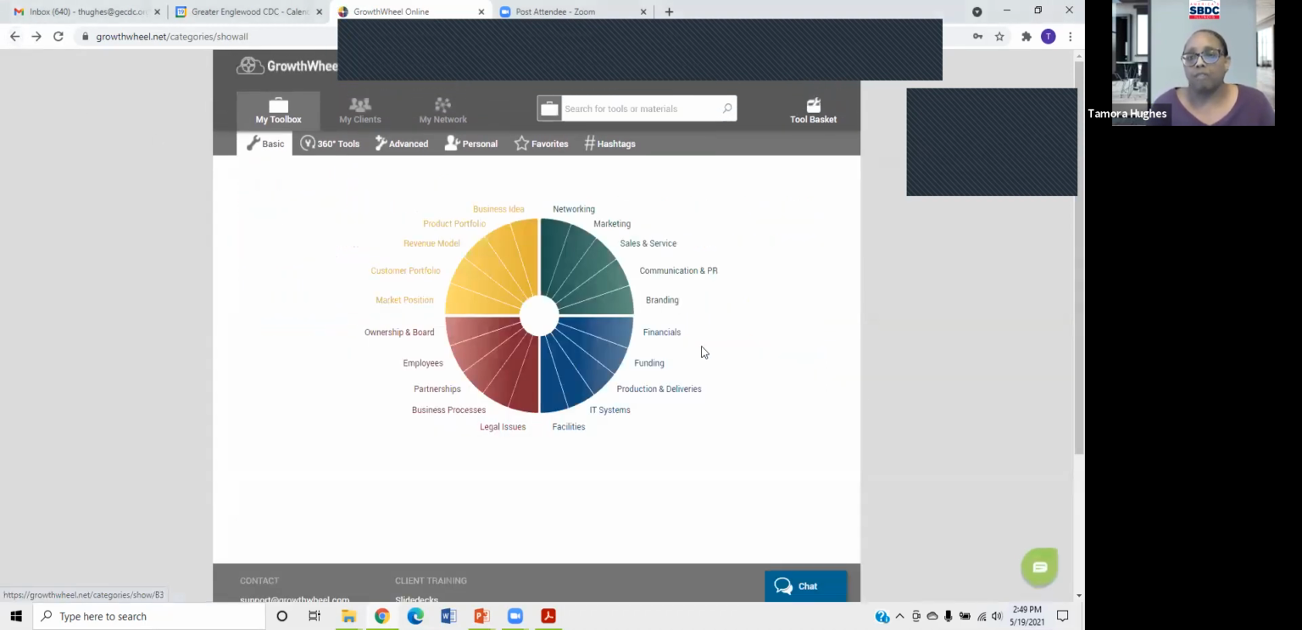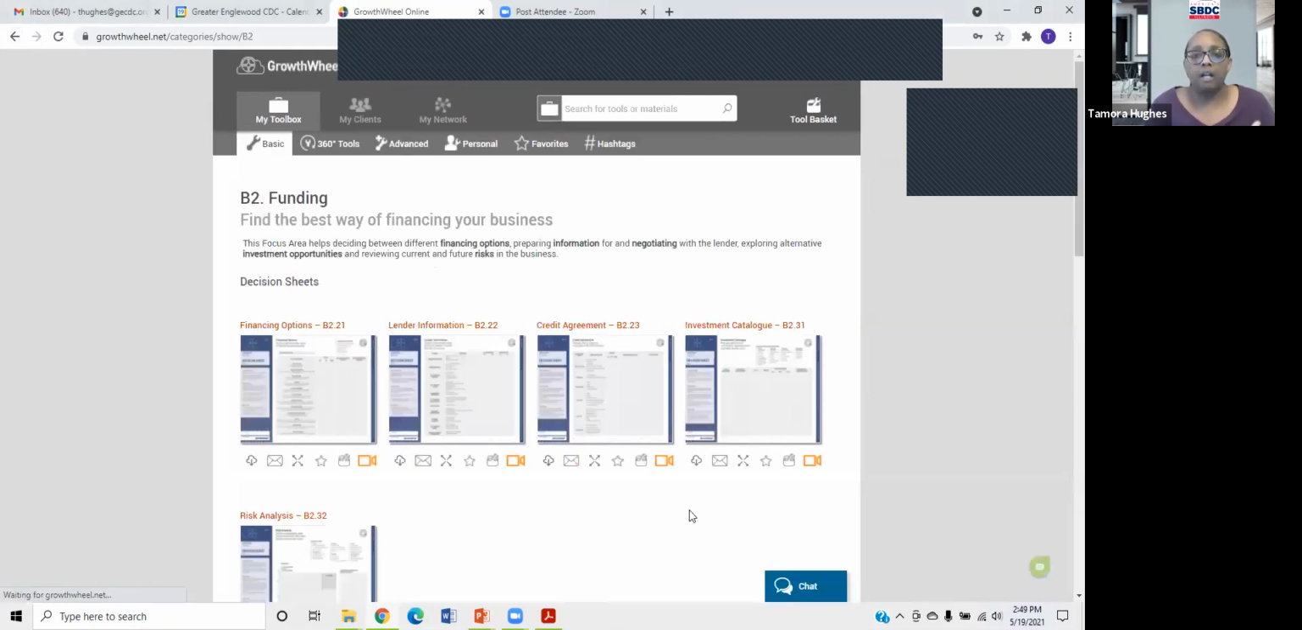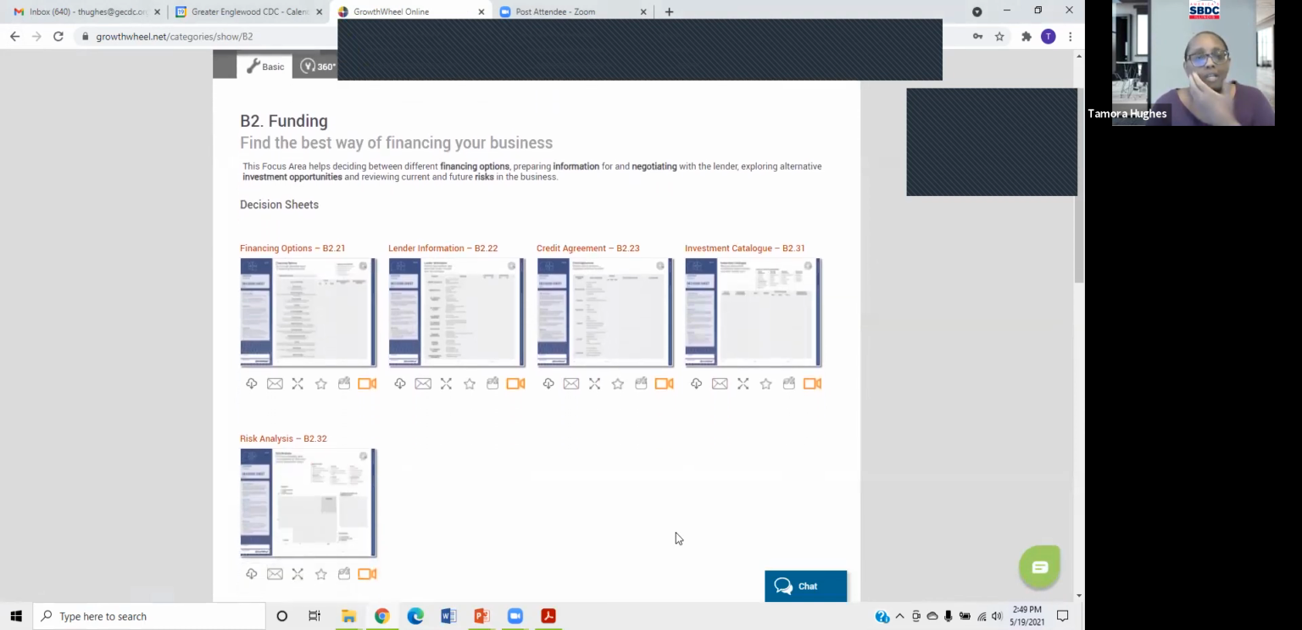So that would be our financials. Then our next pie is our funding. So these are like our financial options or funding options. And I'm just going to go through the lender information.